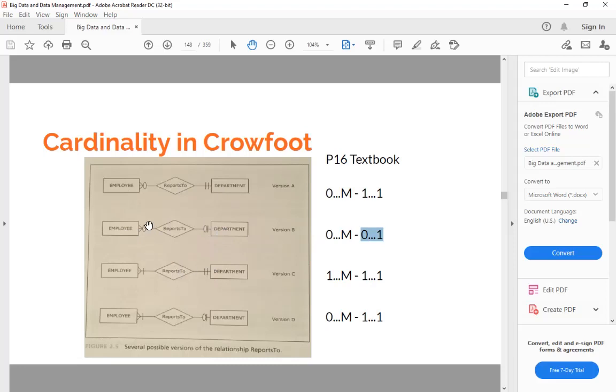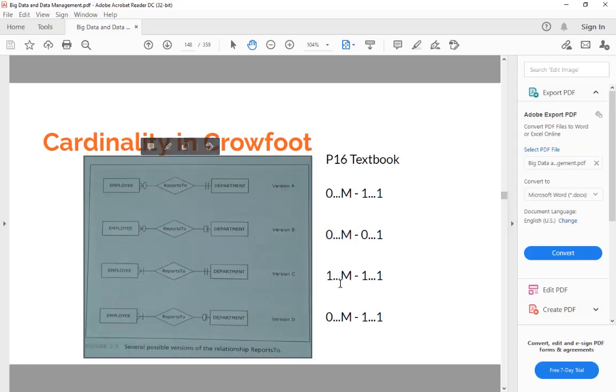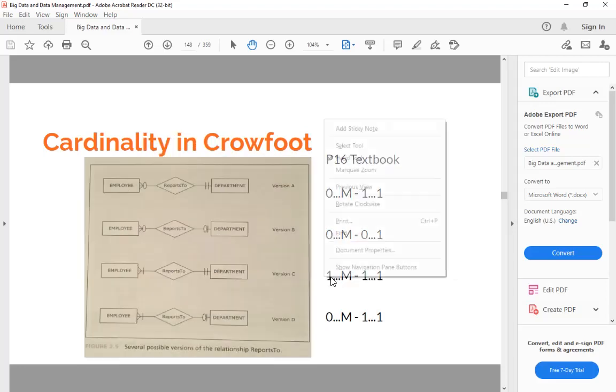But for the many side, this is zero and M. You have a zero here and a many in the crowfoot. And then the other way is you have one and many: one and the many side on the crowfoot. So this can be confusing, but once you start drawing, you will find it's very useful.